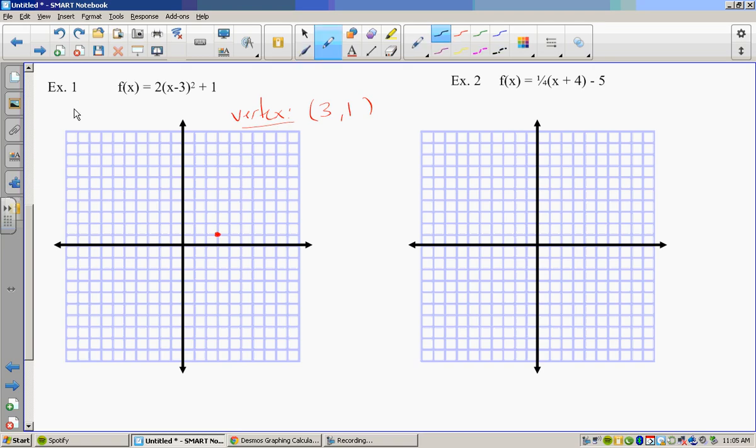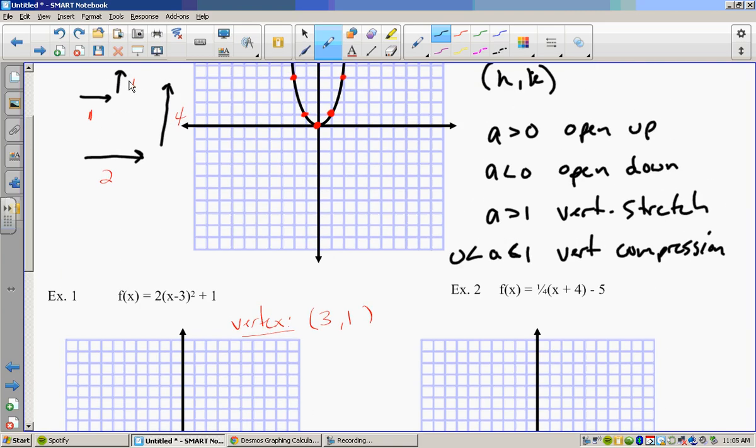Okay. Now from there, I can determine a couple other pieces of information. Okay. My first is, what type of stretch do I have? Well, this is a vertical stretch of 2. That means instead of going over 1 and up 1, I'm going to go over 1, because it's a horizontal, so that's not changed. I'm going to go over 1 and up 2. It's multiplied 1 by 2 to get that.